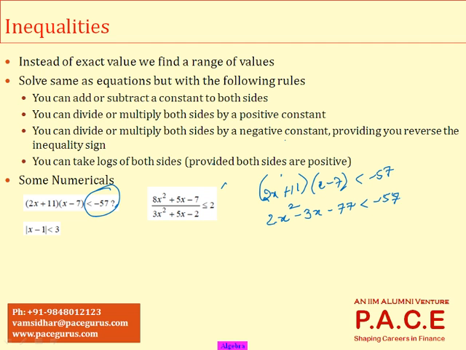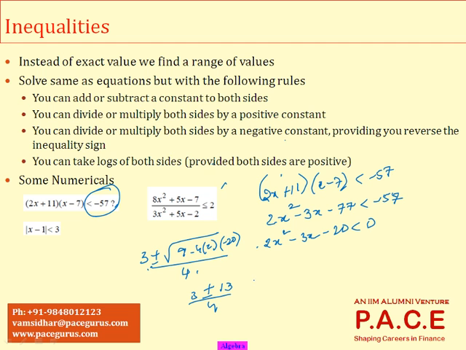Make it like 0 itself: 2x squared minus 3x minus 20 less than 0. Up to here. Now imagine that it is equal to 0 and solve it as a quadratic equation, which means x is minus b plus or minus square root of b squared minus 4ac, 4 into 2 into minus 20, by 2a, which is 4. 3 plus or minus the square root of 9 plus 160, which is 169.